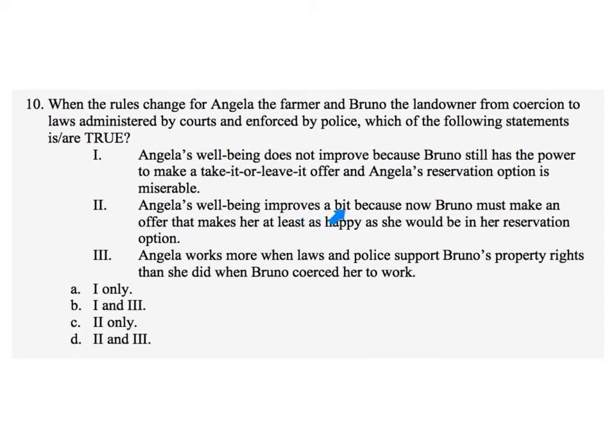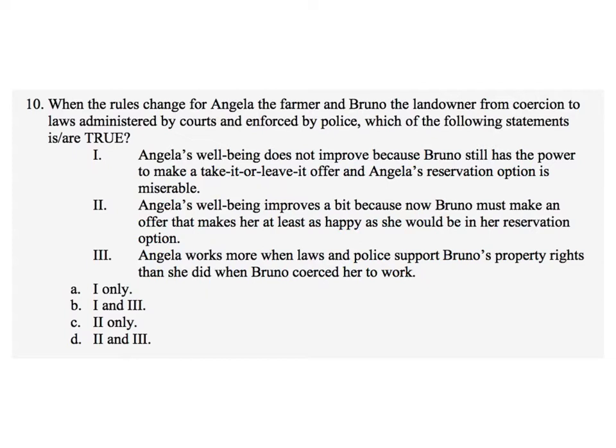Two: Angela's well-being improves a bit because now Bruno must make an offer that makes her at least as happy as she would be in her reservation option. And three: Angela works more when laws and police support Bruno's property rights than she did when Bruno coerced her to work. Well, this was one of the harder ones in this readiness assurance process quiz, and you had to have that graph in your notes, or you'd just be guessing blind, which of course I know you guys would never do. I happen to have that graph in the next panel, so let's go over there.